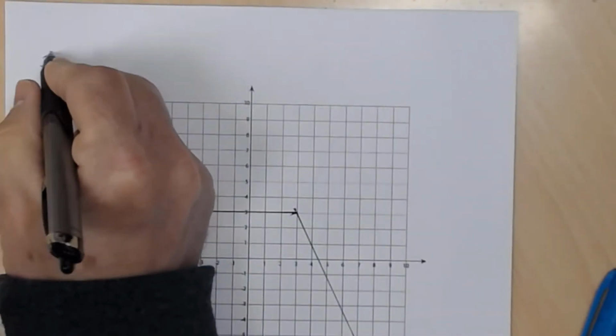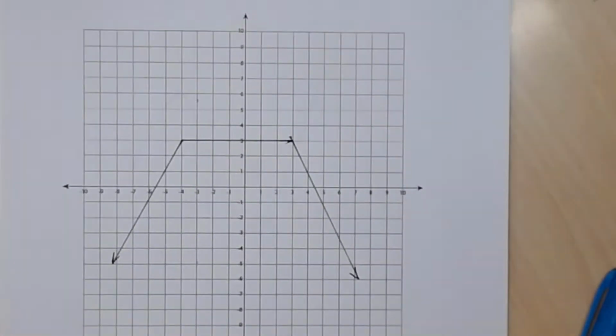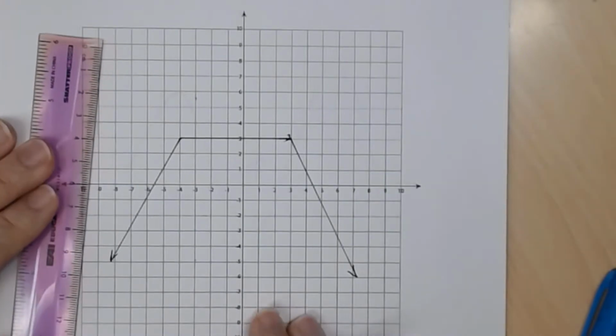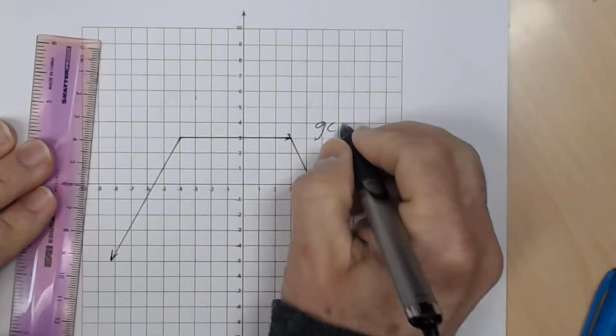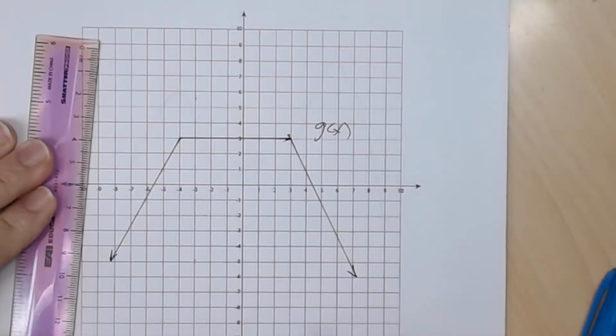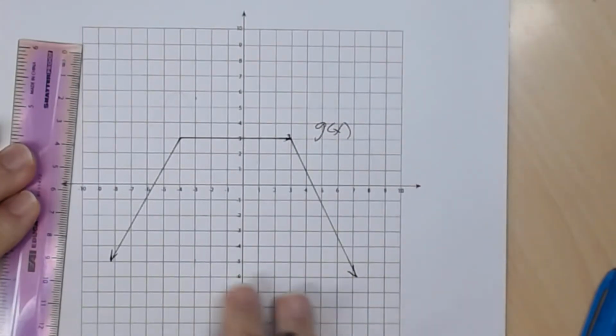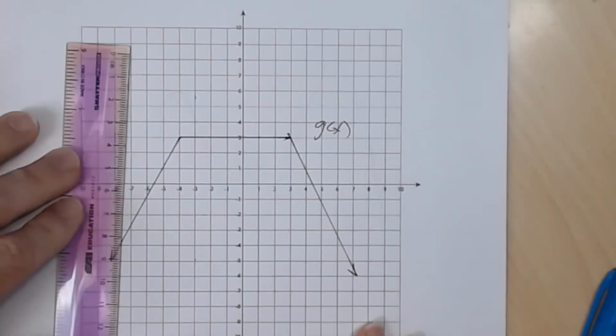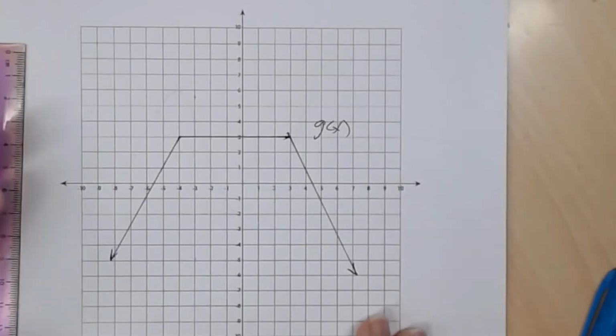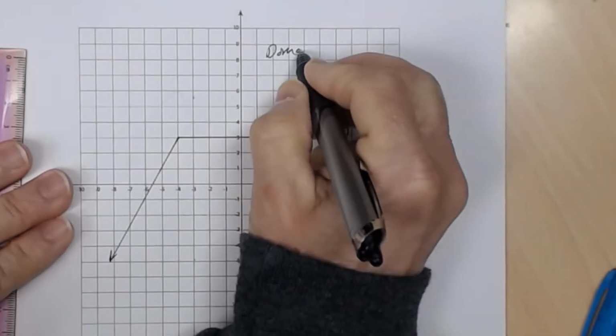Okay, number 3. All right, so number 3, again, look at your function. So let's call this g of x. All right, so g of x. So notice that you have 2 arrows here. So you all agree that the domain of this function is all real numbers? All right, so the domain is all real numbers, right?